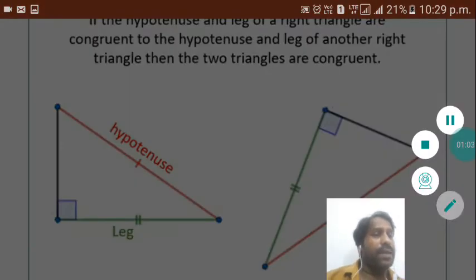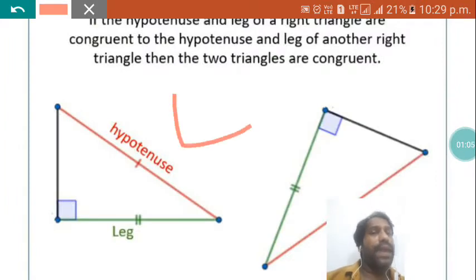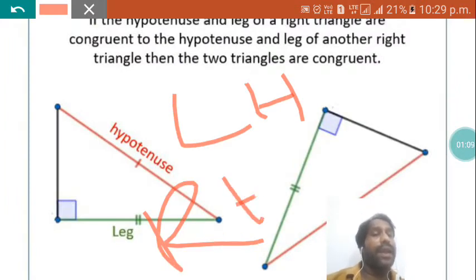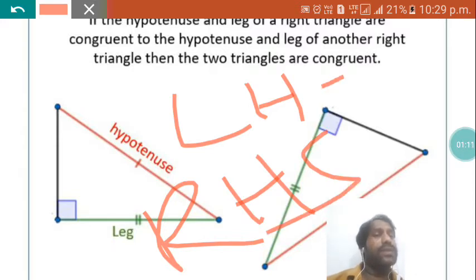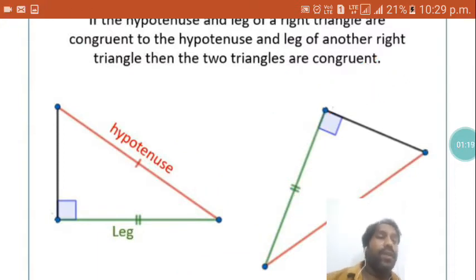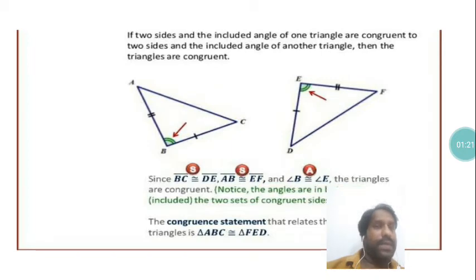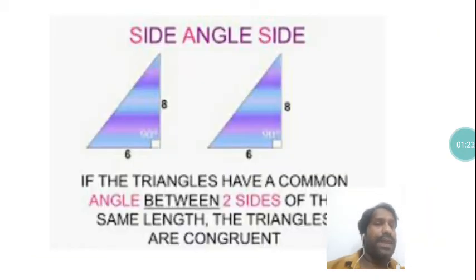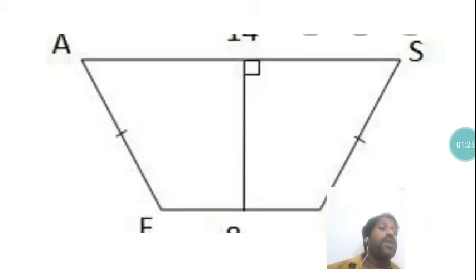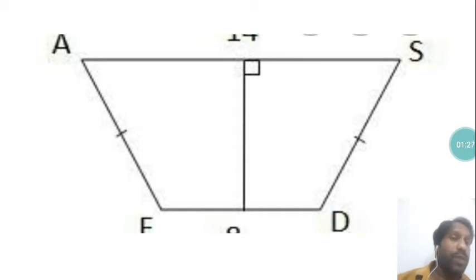This is called LH rule, or somewhere it is also written as RHS rule. Both are the same only, LH or RHS. The names they have taken different only. Okay, that is the only thing they have done. Then these all rules we have discussed. Side angle side we have discussed. On the shape of a trapezium also one question.